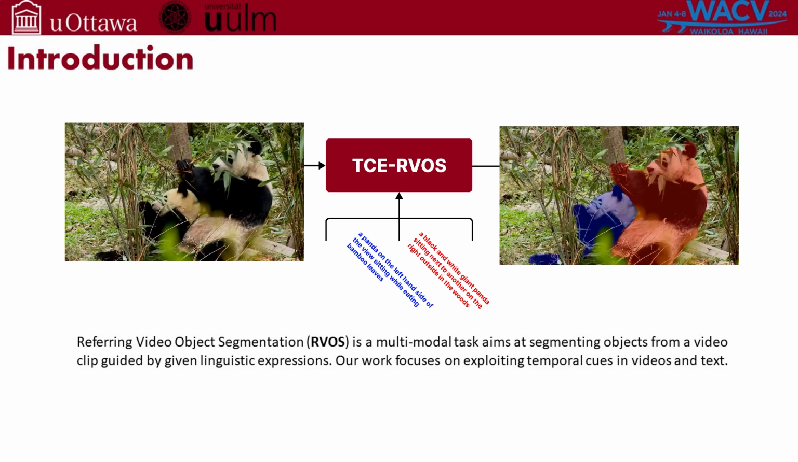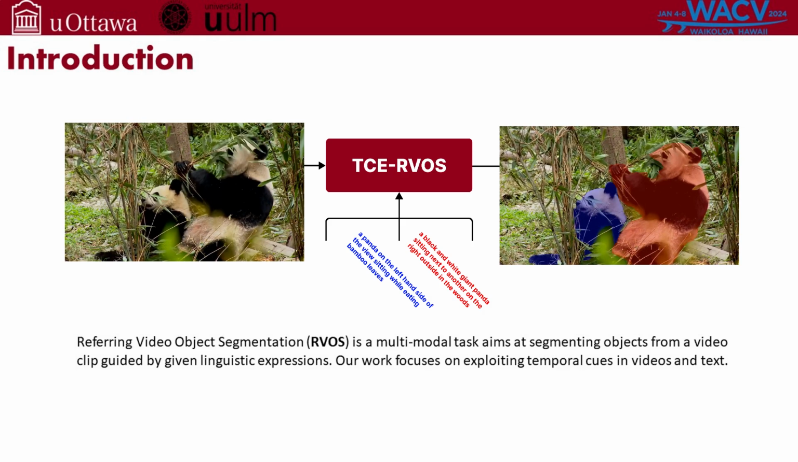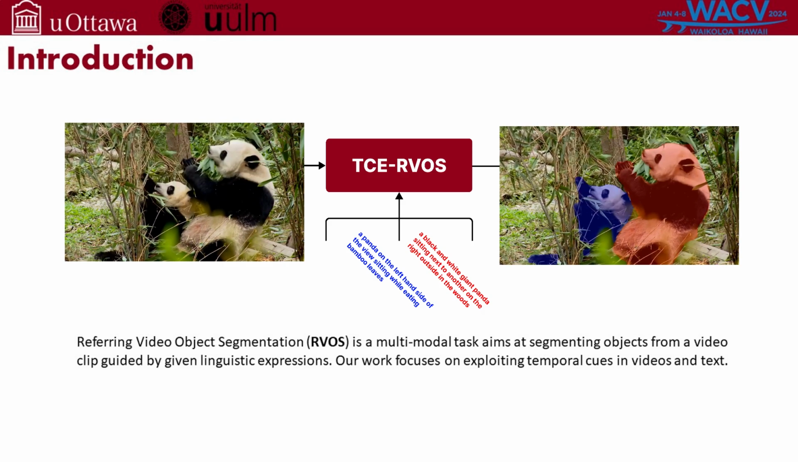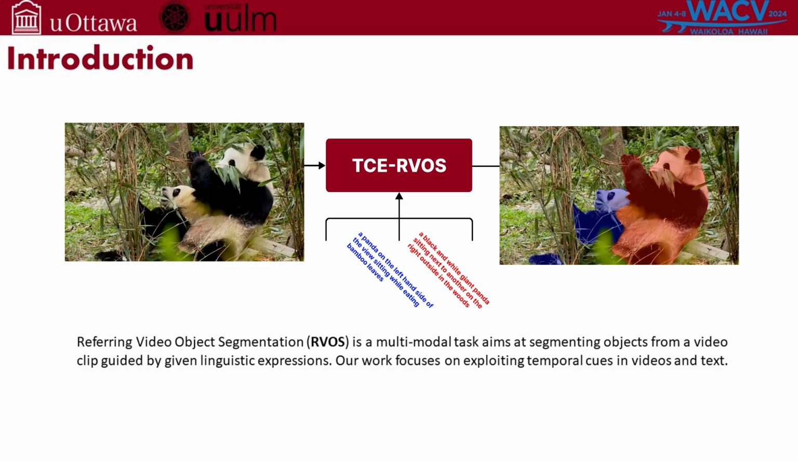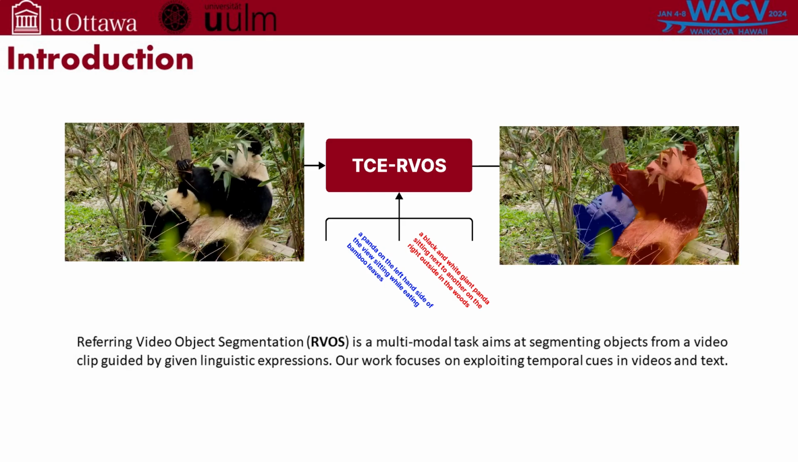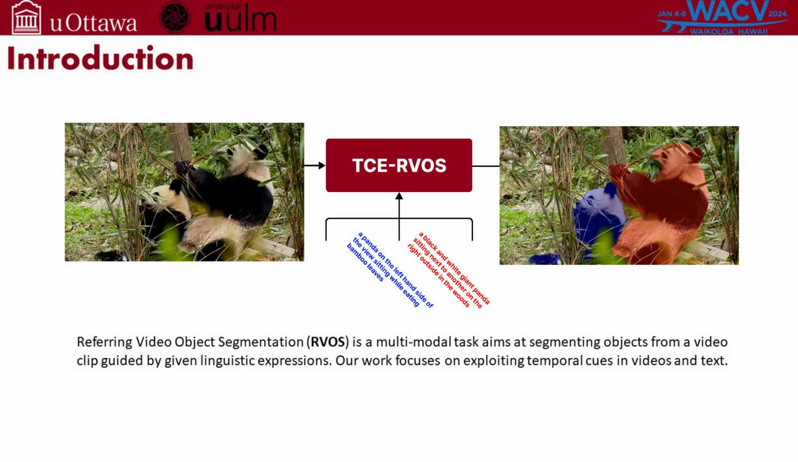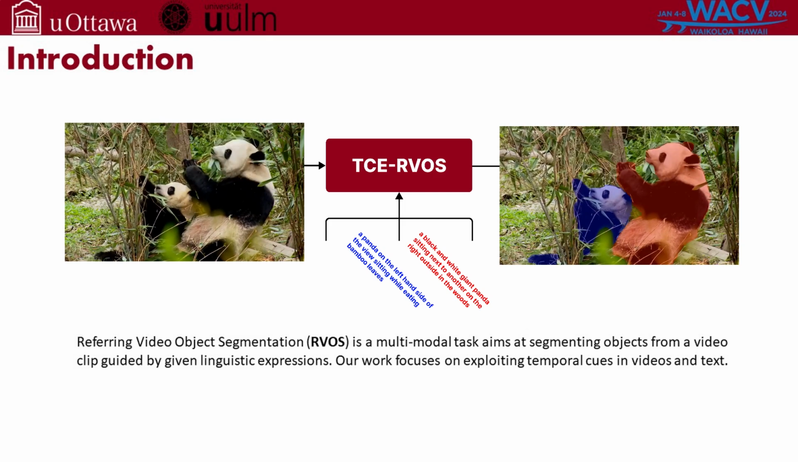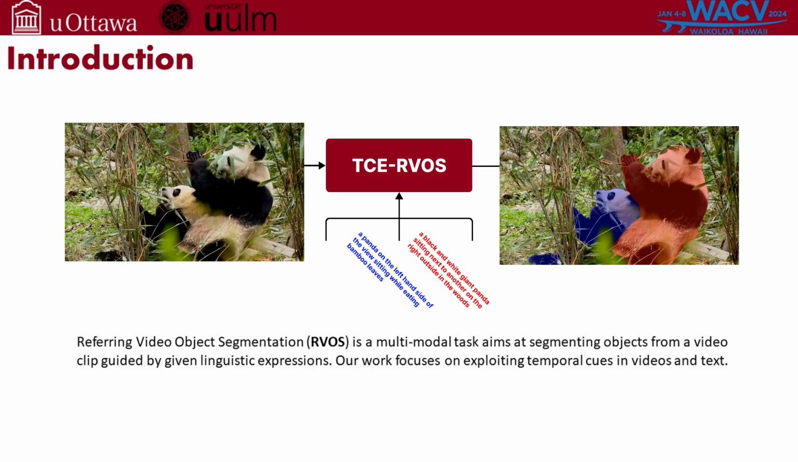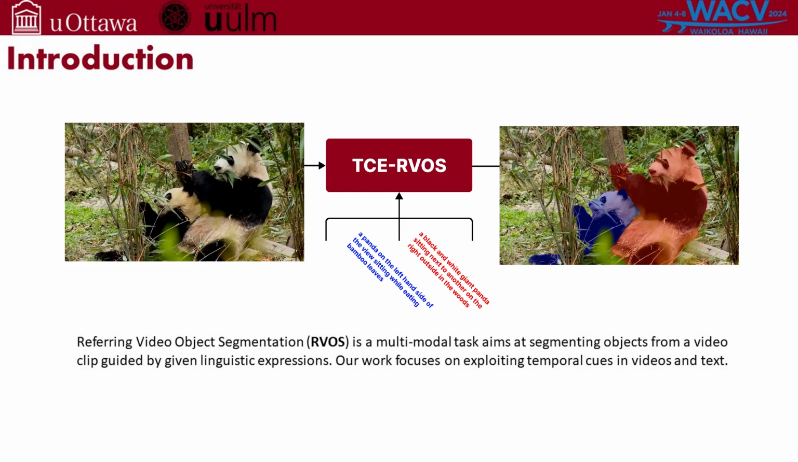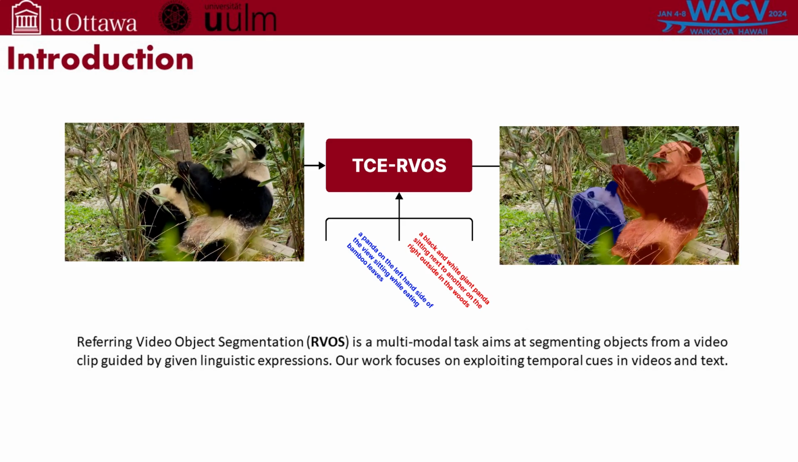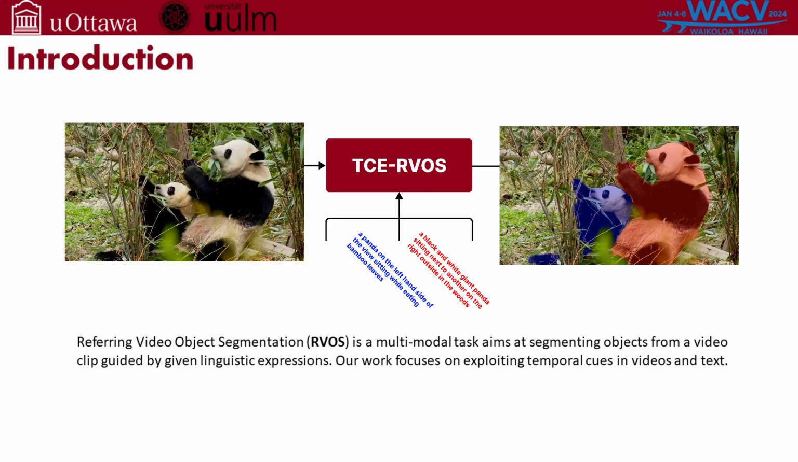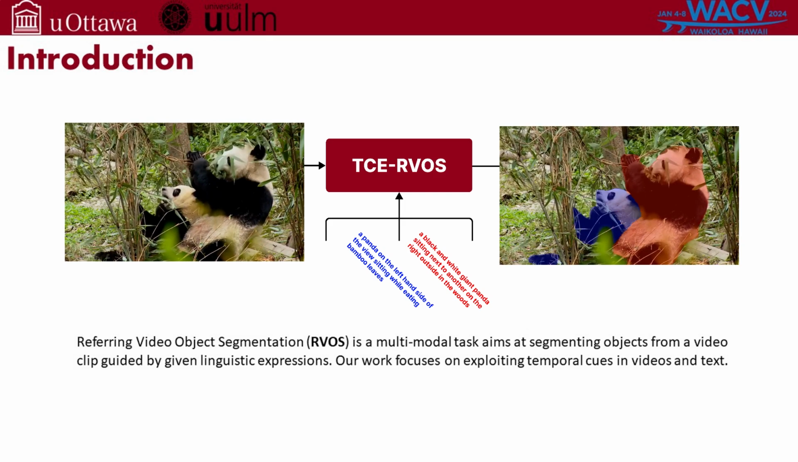Referring Video Object Segmentation (RVOS) is a multi-modal task aimed at segmenting objects from a video clip guided by given linguistic expressions. The input contains a video clip and expression sentences, and the output would be a sequence of object masks for each sentence. Our work focuses on exploiting temporal clues in videos and text.